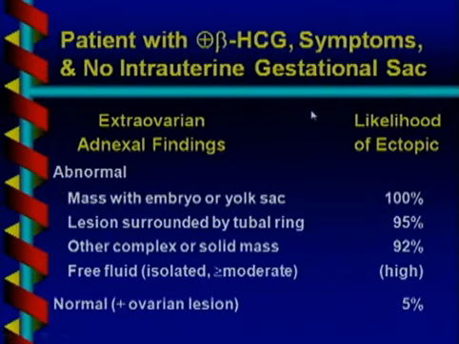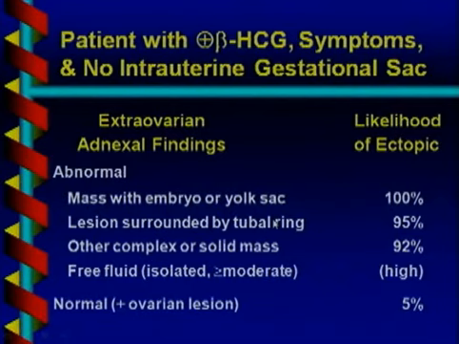Again, this is all, as you can see in the heading, in a patient with a positive pregnancy test, symptoms, and nothing in the uterus. So if the extra-ovarian adnexal findings are abnormal, then the likelihood of ectopic pregnancy is very high. For example, if in the adnexa outside the ovary we see a mass with an embryo or a yolk sac, then of course the likelihood of ectopic pregnancy is 100%. We've seen the ectopic.